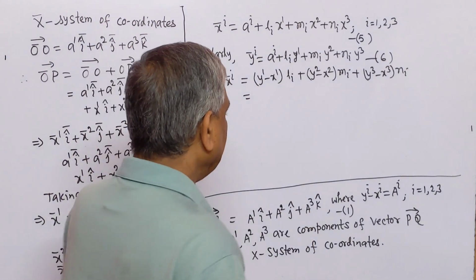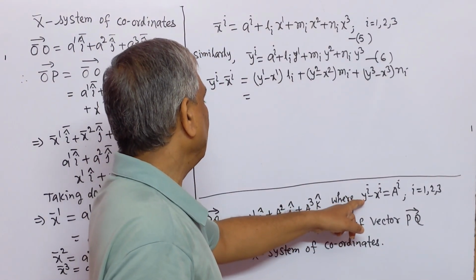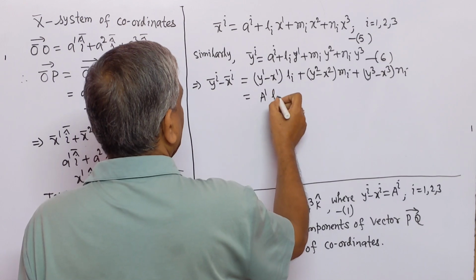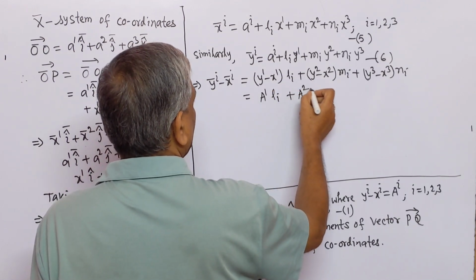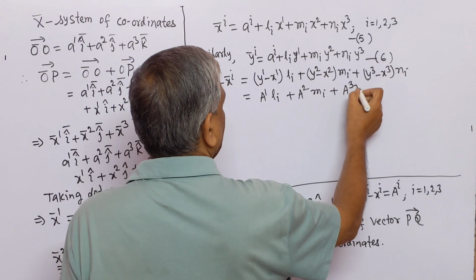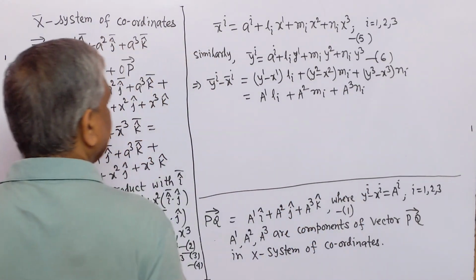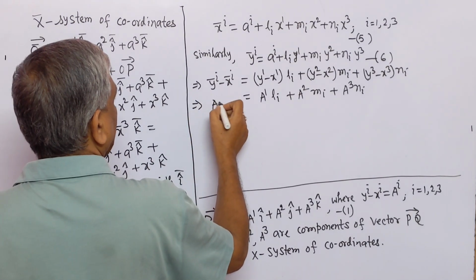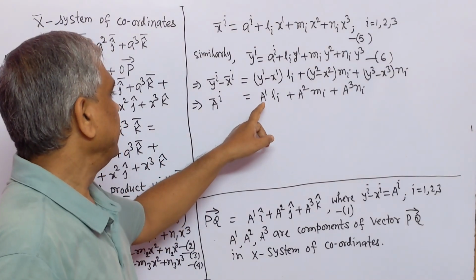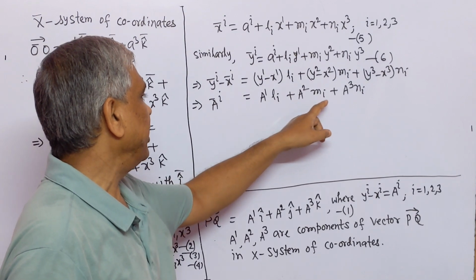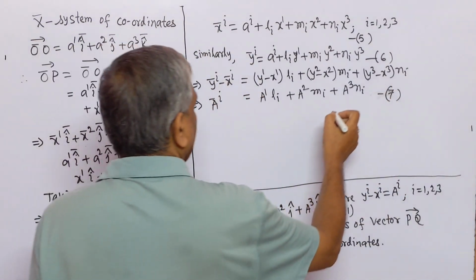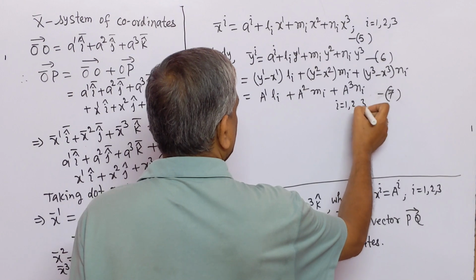Since we have seen that here y1 minus x1 equal to a1, we may write this as a1 Li plus a2 Mi plus a3 Ni, and on the left side we may write a bar i. So a bar i equal to a1 Li plus a2 Mi plus a3 Ni. This is number 7. Here i equal to 1, 2, 3.